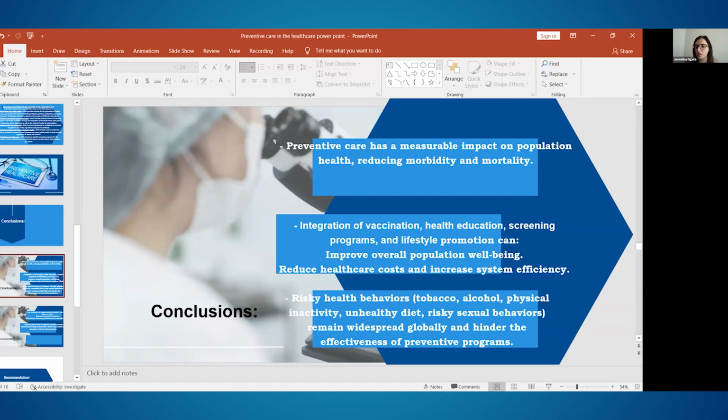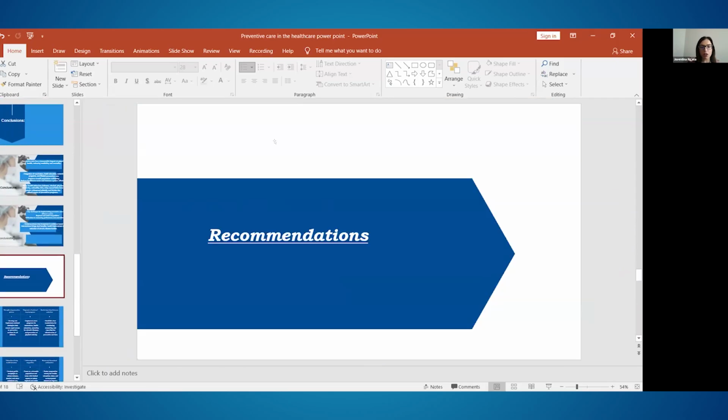Integration of vaccination, health education, screening programs, and lifestyle can improve overall population well-being, reduce healthcare costs, and increase system efficiency. And risky health behaviors, tobacco, alcohol, physical inactivity, unhealthy diet, and risky sexual behavior remain widespread globally and hinder the effectiveness of preventive programs.